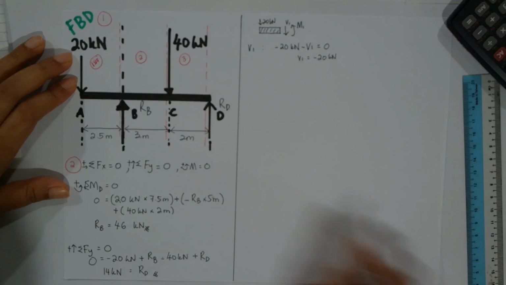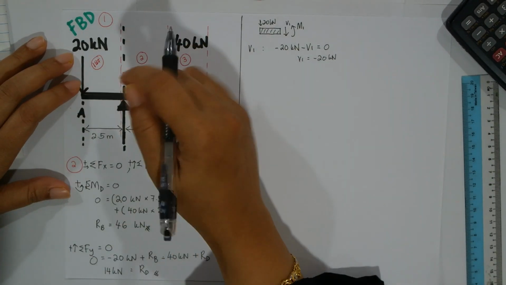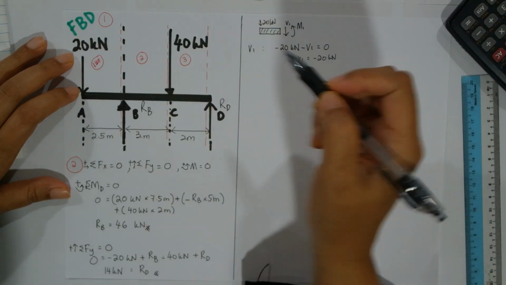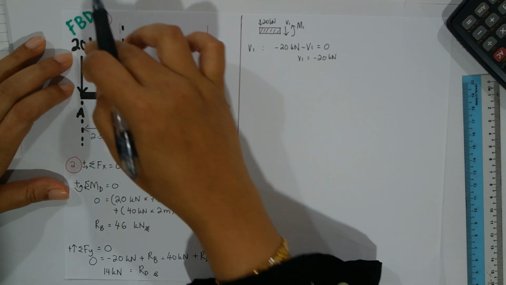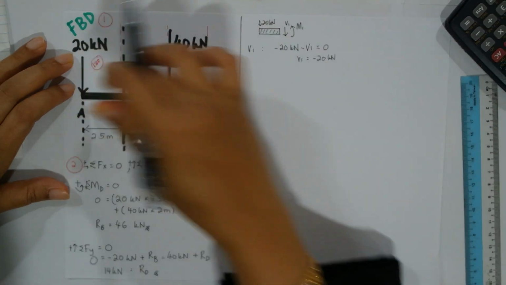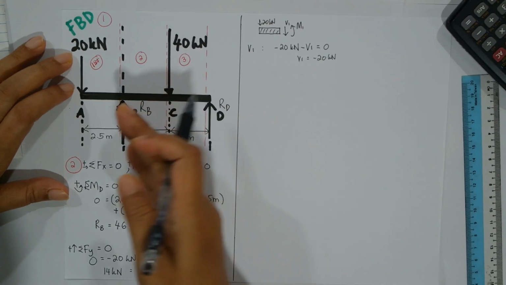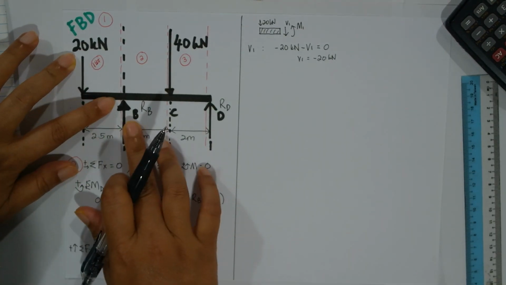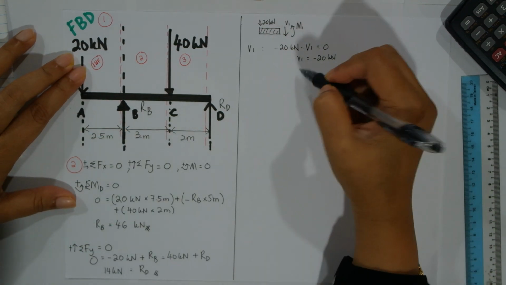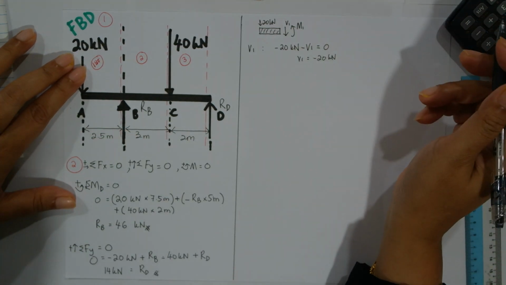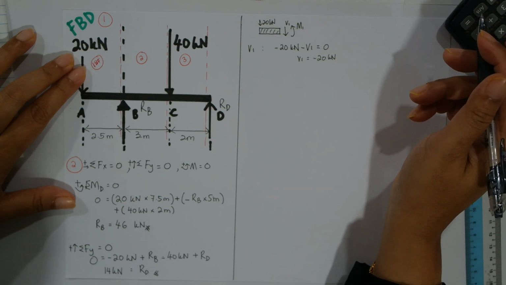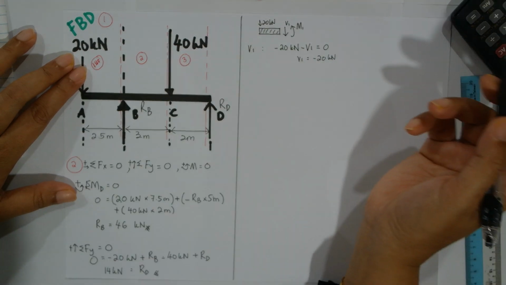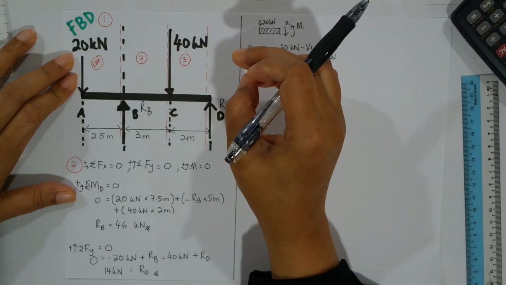So your shear force for this section, just right before the next force, you cut it just before the next force. The shear force here, because of the 20 kilonewton load at this point, just before the second force, is negative 20 kilonewton. Okay, so now I would like to find the shear force for section 2.